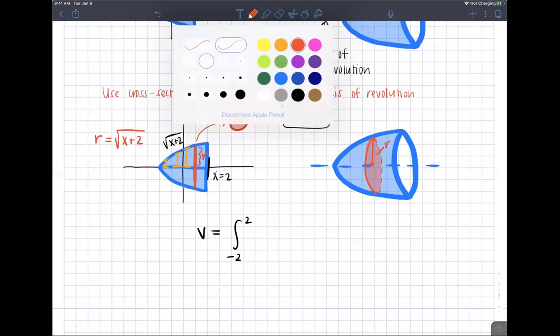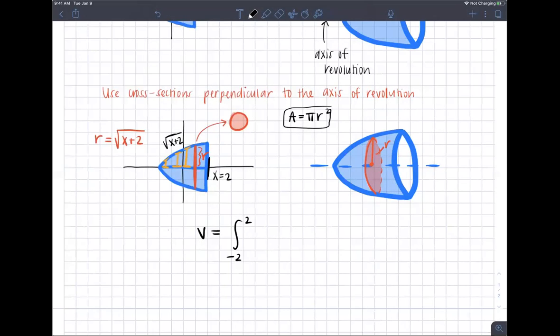I'm going to be adding up all of the areas for these circles from -2 to +2. I'm going to have pi times the radius for any one of those values of x, squared, dx. This is how you're going to find the volume. So this is essentially the sum of the areas of the cross sections.